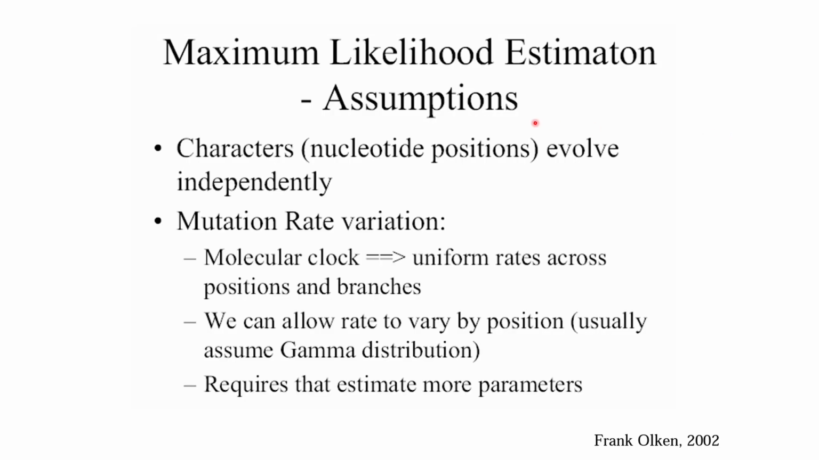So the maximum likelihood estimations are computed based on certain assumptions. So it is assumed that the characters, that is the nucleotides A, T, G, C, evolve independently. So each nucleotide would have a different probability value, while the mutation rate is uniform across the positions and branches.